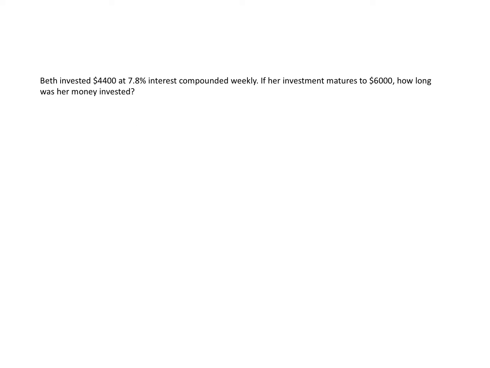Now let's do a couple examples where we figure out n, or the number of compoundings. Now here we have Beth investing $4,400 and it matures to $6,000. We have 7.8% interest. We're going to have to take that and divide by 52 because this time it's weekly. So your interest rate will be 0.0015. Now I chose 7.8 because it works out nicely. If it doesn't round nicely, keep lots of decimal places.